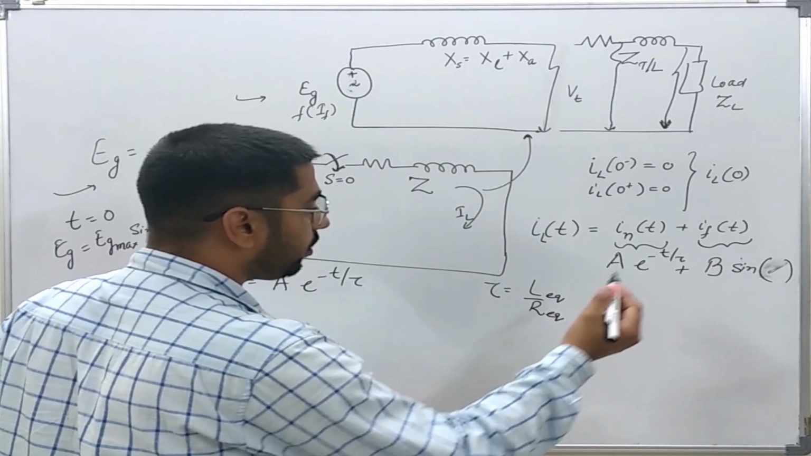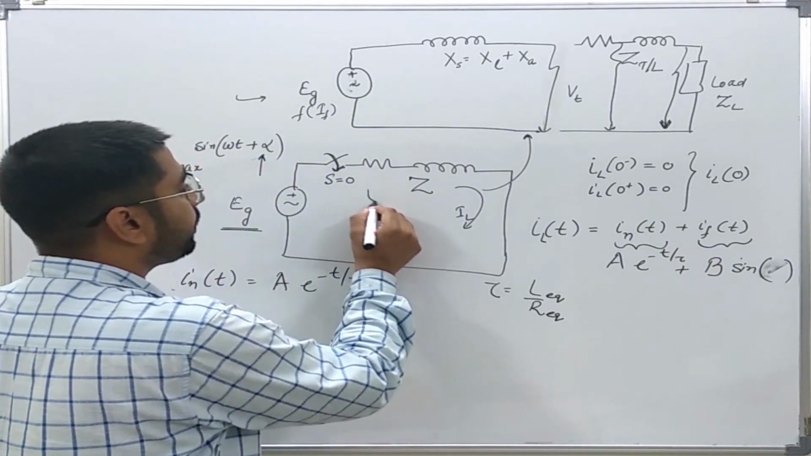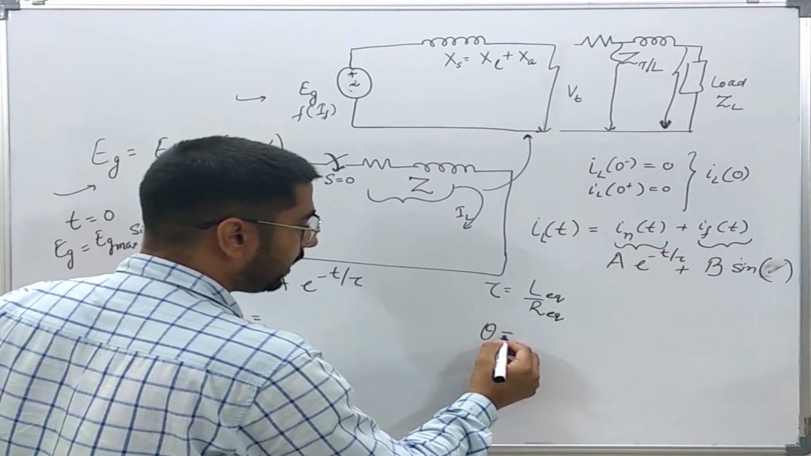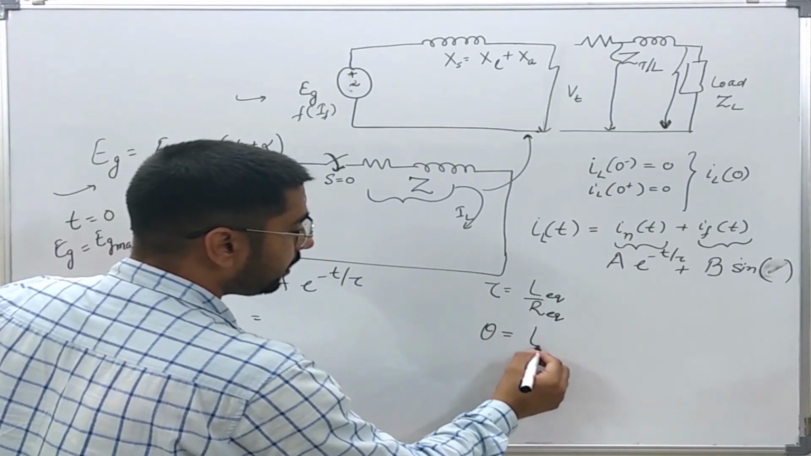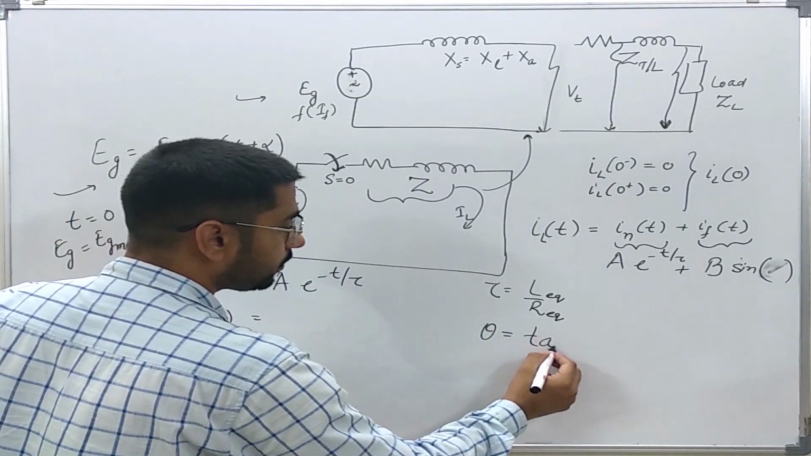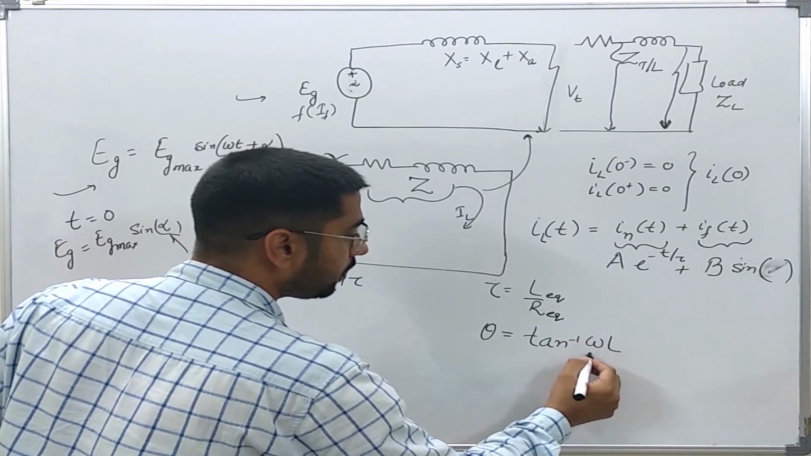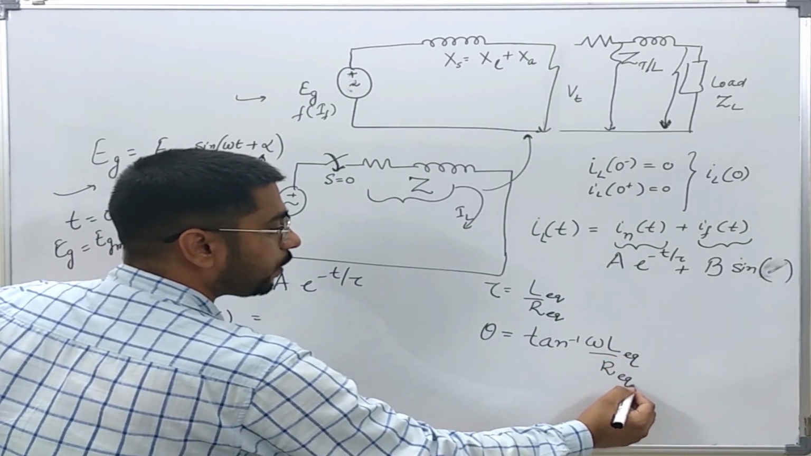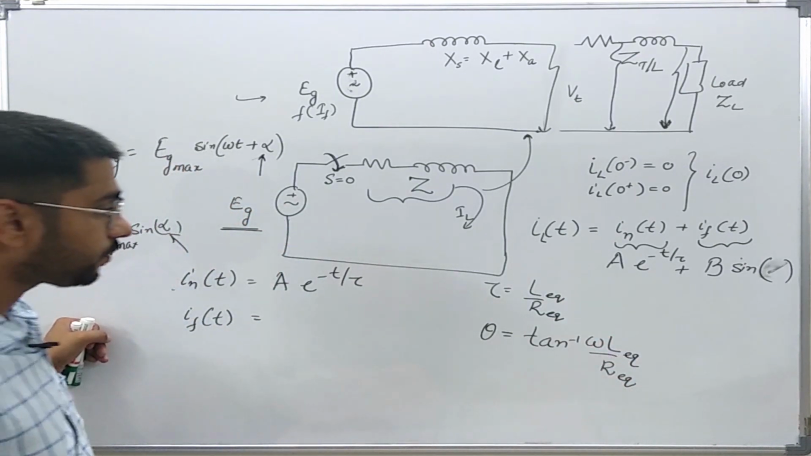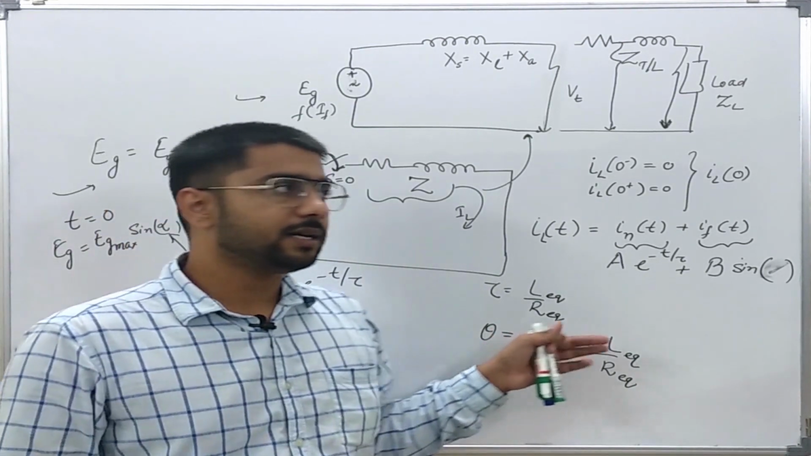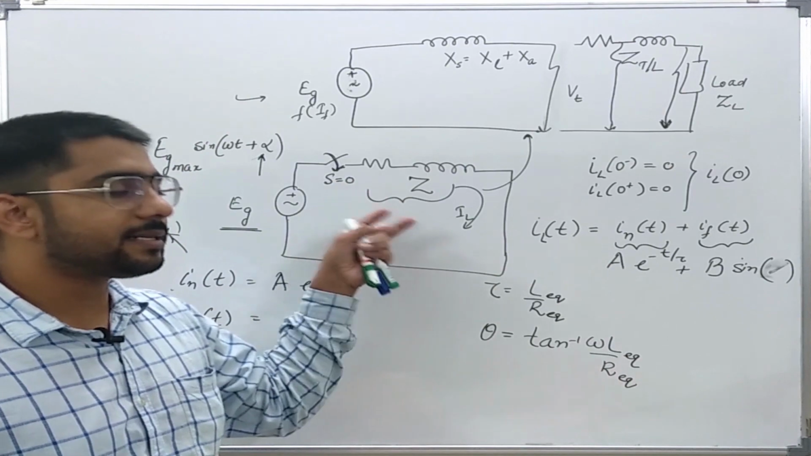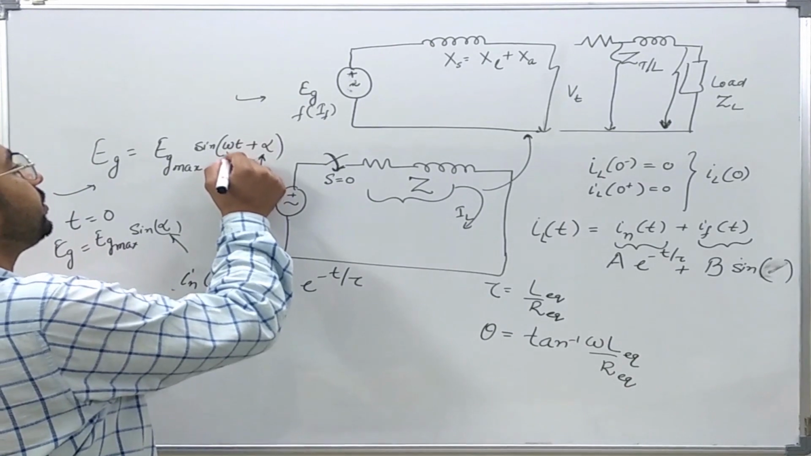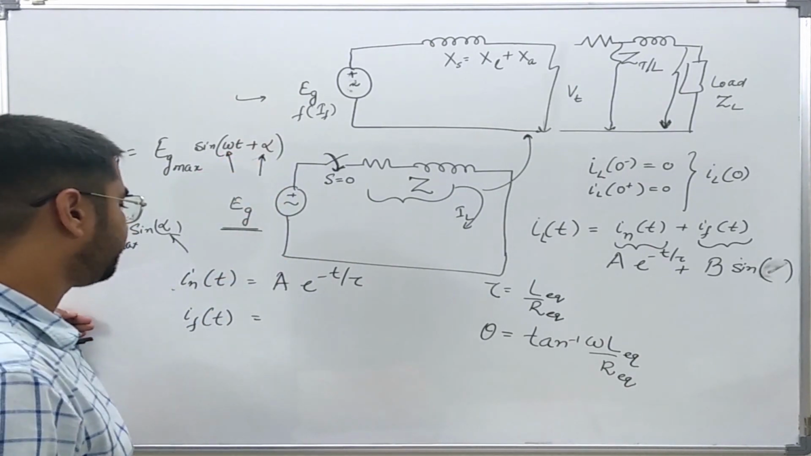Okay, now we also know that the power factor angle theta is usually written like this, where these are the equivalent inductance and the equivalent resistance. So the power factor angle is usually known to be, for an RL circuit, tangent inverse omega L by R, where omega is the radial frequency of the source.